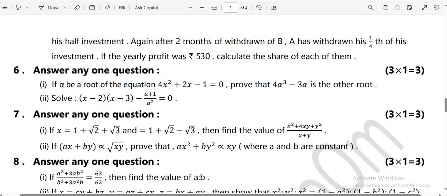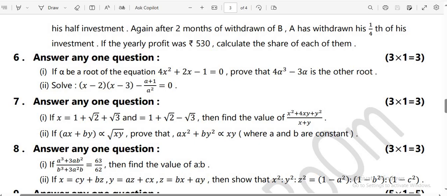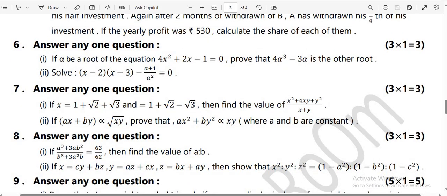Answer any one question. 3 into 1 is equal to 3. Each question carries 3 marks. 1. If (a cube plus 3ab square) by (b cube plus 3a square b) is equal to 63 by 62, then find the value of a is to b. 2. If x is equal to cy plus bz, y is equal to az plus cx, z is equal to bx plus ay, then show that x square : y square : z square is equal to 1 minus a square : 1 minus b square : 1 minus c square.